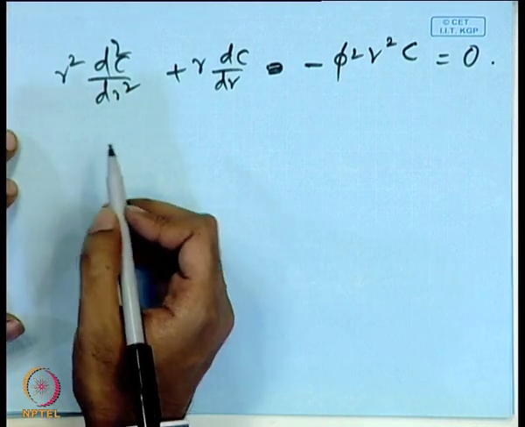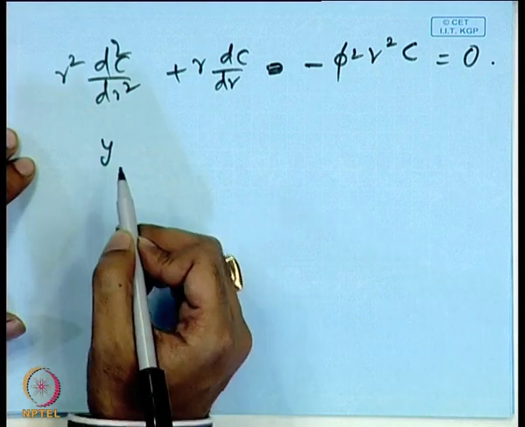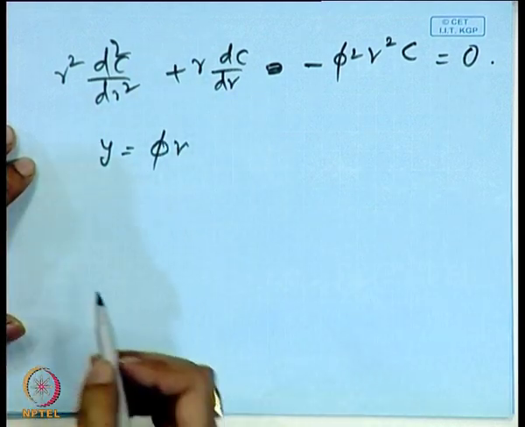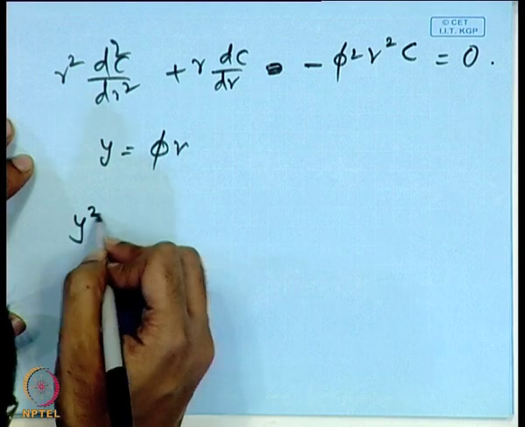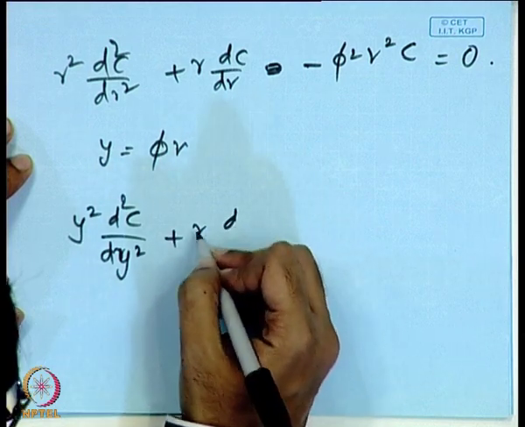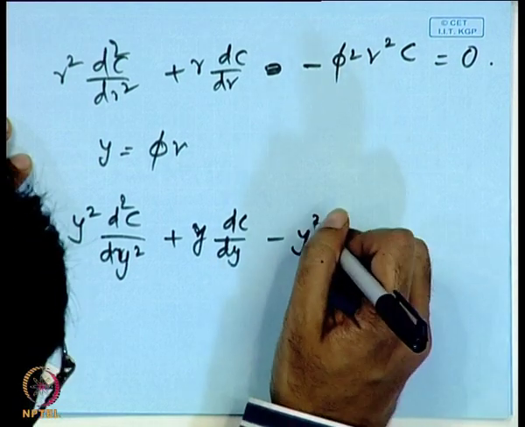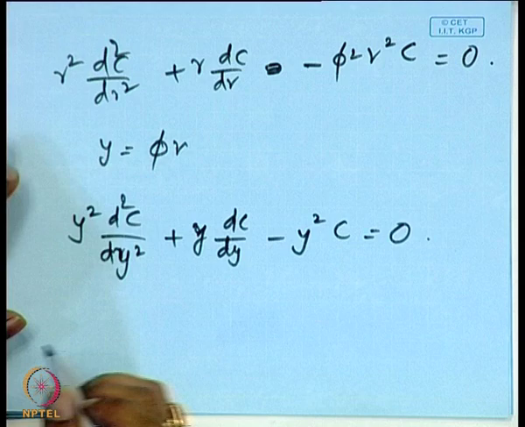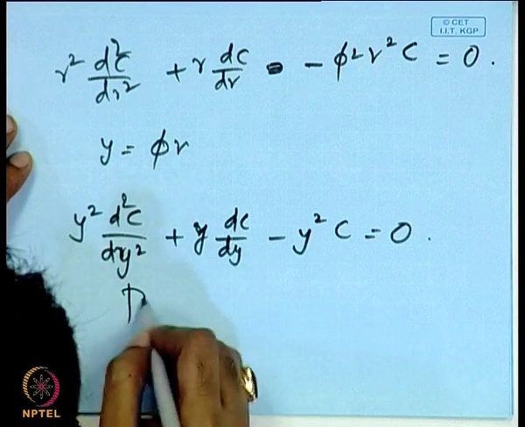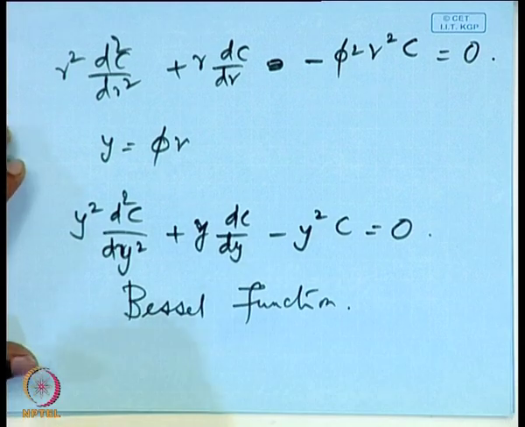So, then what is the next step? You define a new variable y equals phi times r, okay. So, then your equation becomes... okay. So, now you can use a Bessel function solution. So, this is your Bessel function solution.